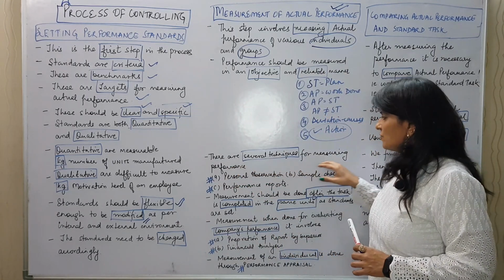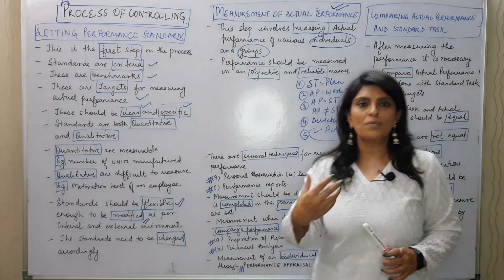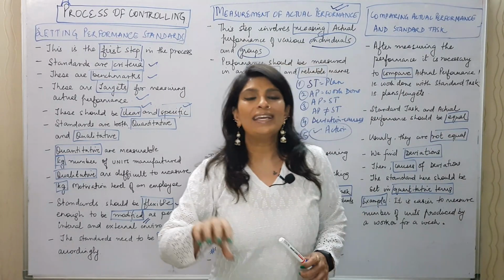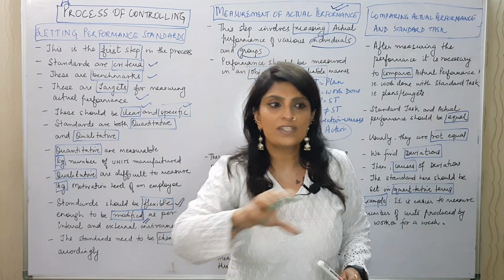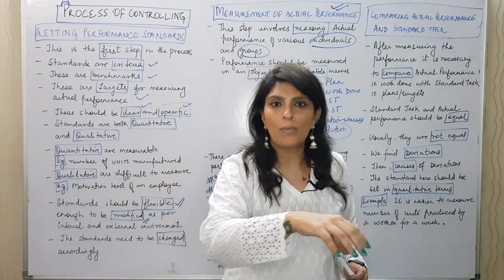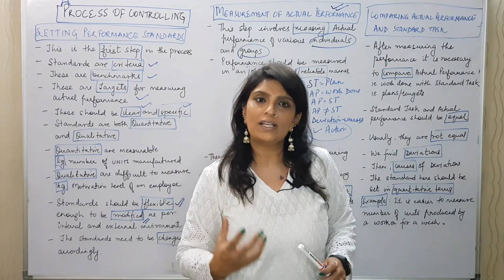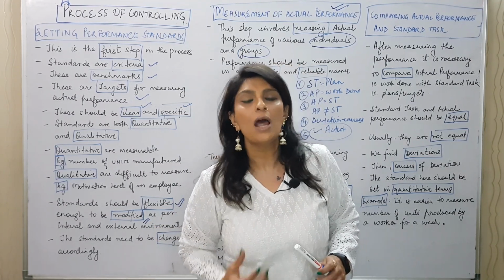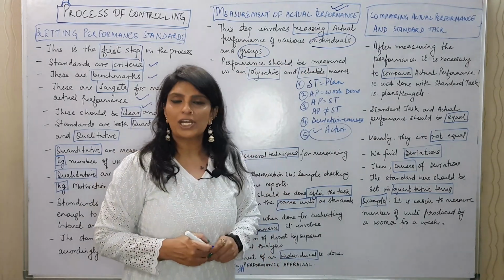There are several techniques for measuring performance. So what are the techniques for measuring performance? First is personal observation. You observe somebody. When an examination is going on, what does the teacher do? The teacher observes every student writing their exam. So personal observation is there. Similarly, a supervisor personally observes people when they are manufacturing. So personal observation. Second, sample checking.